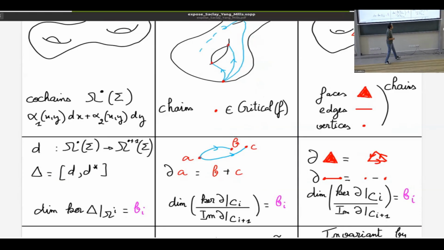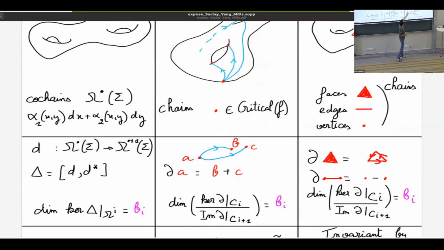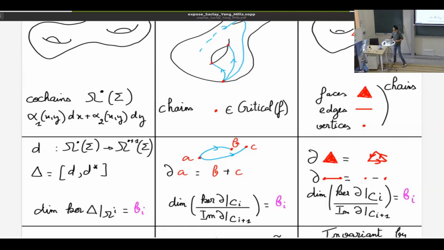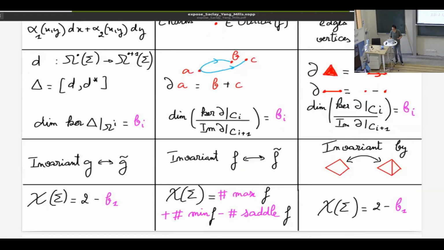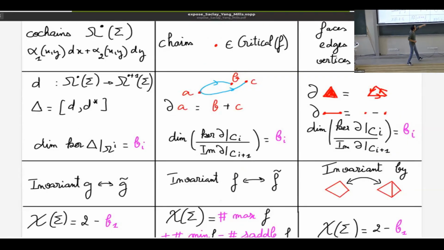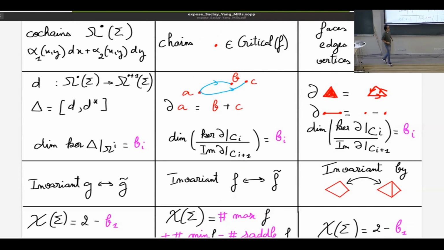And from this boundary operator, given a certain triangulation of your surface, you can define homology groups and calculate their dimension. So the dimensions are the Betti numbers. And from these Betti numbers, you can calculate the simplest invariant of a surface, which is the Euler characteristic. So for instance, for the surface it is 2 minus B1.